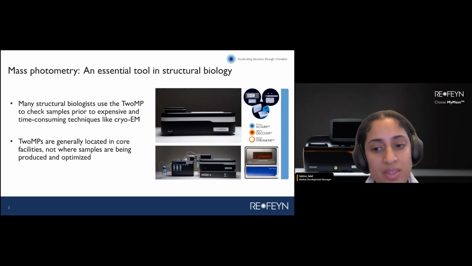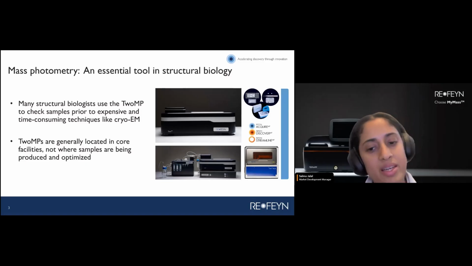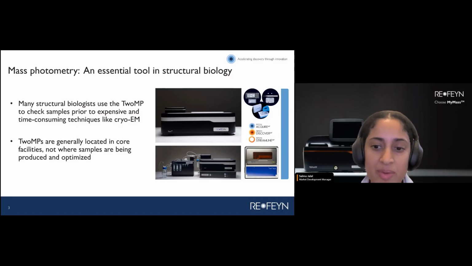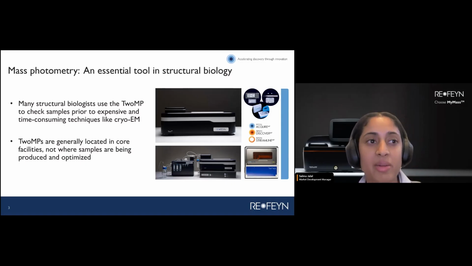And what we've heard from these users is that although they really like using mass photometry, they would really like to be able to use it in their own labs so they could use it every day instead of having to go to a different space in order to have access to mass photometry. And for this reason, we created MyMass MP.